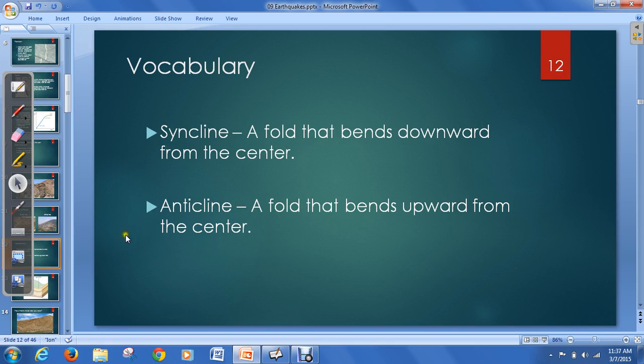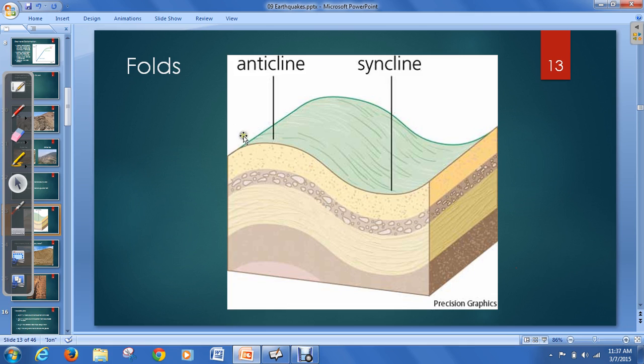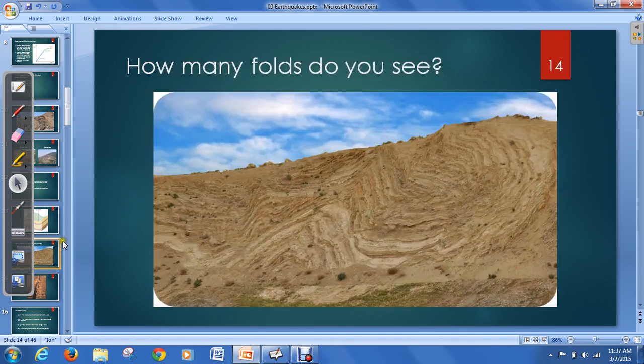Okay, and you don't always get these two separated. Sometimes you can get them one after another. So you could have an anticline followed by a syncline followed by an anticline. You can actually have lots and lots of them in the same area. In fact, here's a picture, an example we did in class. How many folds do you see in this example? Well, you can find quite a bit.